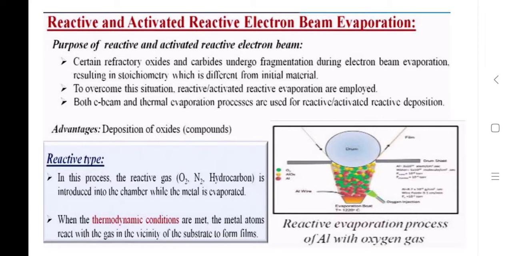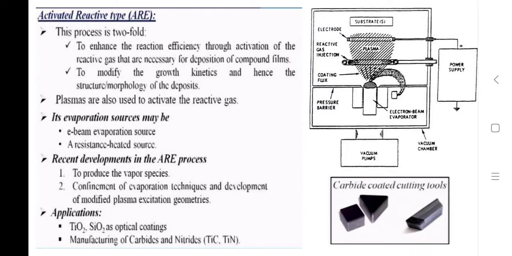So in this reactive and activated reactive electron beam evaporation, there are several subtypes also. The activated reactive type is there. Here in this technique, we are using certain kind of aluminum. Now we are talking about the activated reactive type, or the short form we call it ARE.